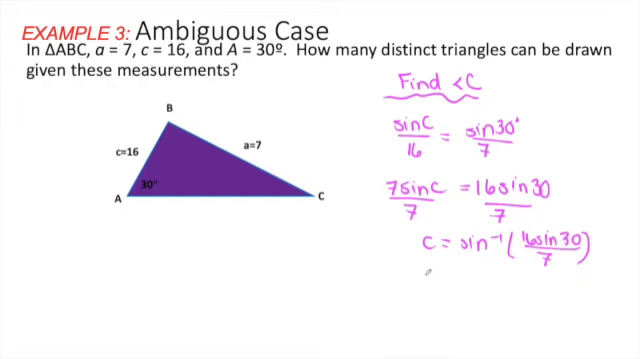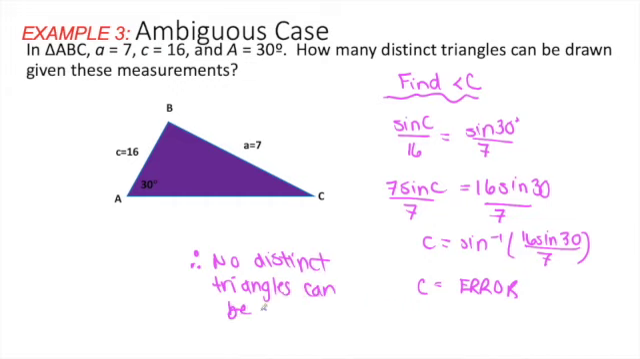Okay, when you plug that in on your calculator, it's actually going to come up error, which means, therefore, no distinct triangles can be drawn. Woohoo! Okay, this one is an easy one. As soon as you get that error on the calculator, just like we did at the beginning of class, you can just conclude right away, no distinct triangles can be drawn.